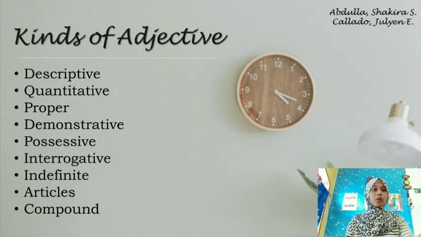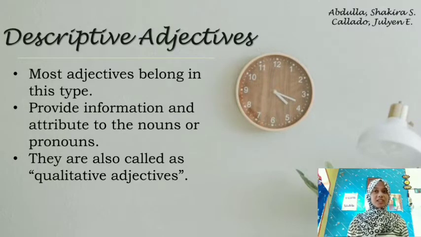Let's go first with descriptive adjectives. Most adjectives belong in this type. They provide information and attributes to the nouns or pronouns, and they are also called qualitative adjectives. They are called qualitative adjectives because they talk about qualities of nouns or pronouns, their attributes, and they give descriptions to nouns or pronouns.